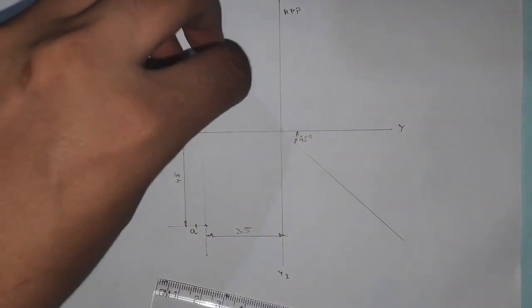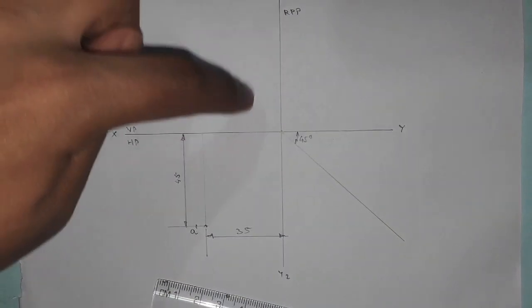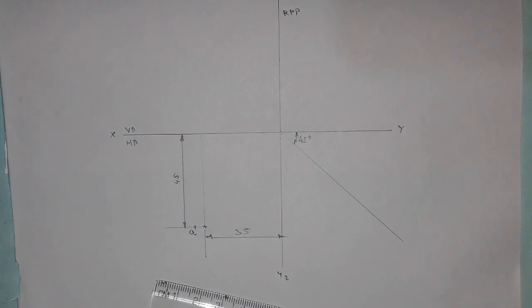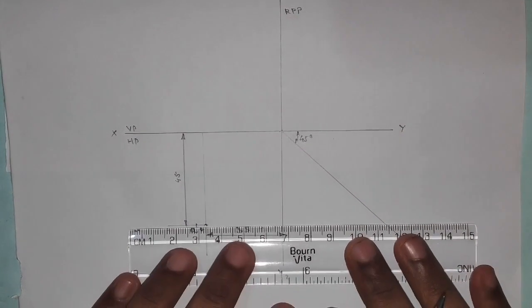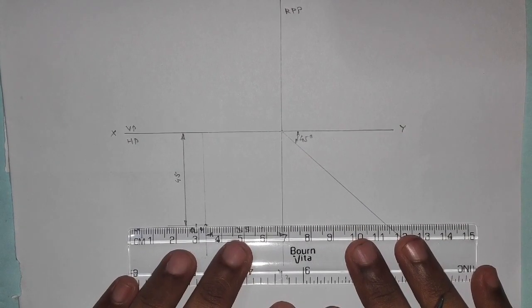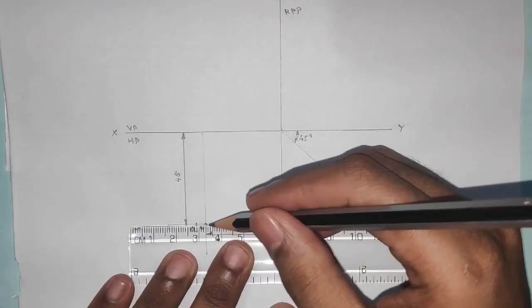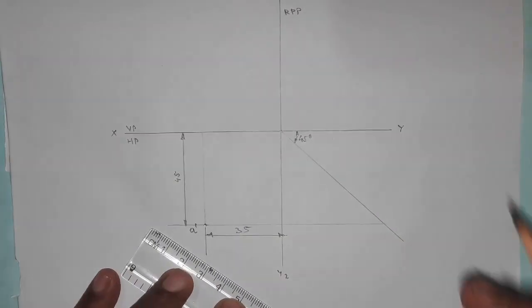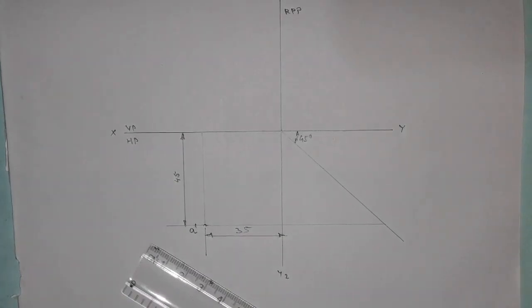So nothing is given regarding the front view, that is at what distance is the point above HP. Only it is given that point is above HP, and so that means it is in the first quadrant. So now I have the top view. So I'll first project this top view horizontally onto the 45-degree line. So I've already drawn this 45-degree line before, and you know how to draw this 45-degree line.